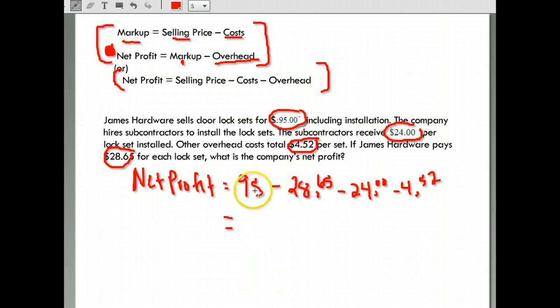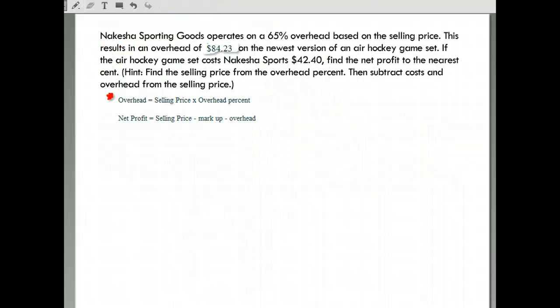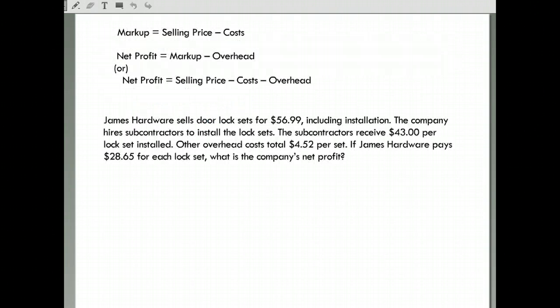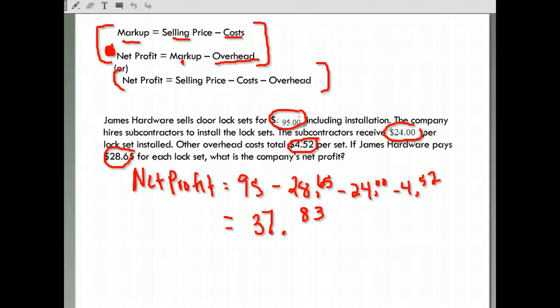So that's how we're going to do this. We're going to take $95 minus $28.65 and minus 24. So we end up with $37.83.